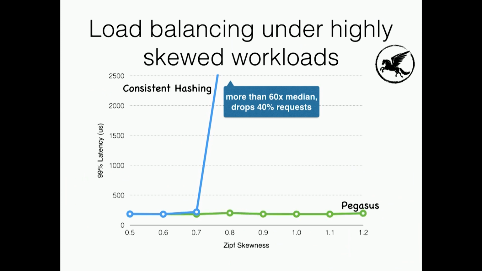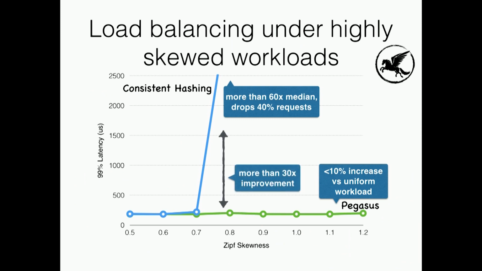On the other hand, Pegasus is able to maintain its low tail latency across the entire range of skewness levels. Even for a Zipfian distribution with a parameter of 1.2, which is extreme skew, it can still maintain less than a 10% increase versus a uniform workload. And we're able to get more than 30 times tail latency improvement over a traditional consistent hashing approach.